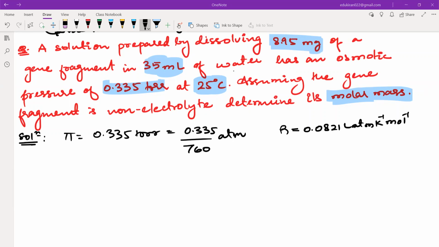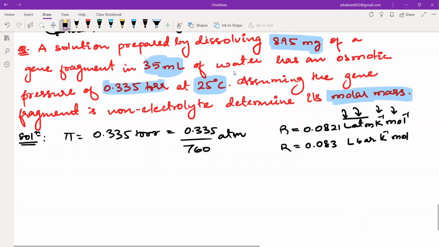In this chapter, you will have either liter atm per Kelvin per mole. If you have the volume in liters, the osmotic pressure in atm, the temperature will always be in Kelvin and the number of moles will always be in mole. So if you have liter atm, then it will be 0.0821. But if it is liter bar per Kelvin per mole, then this will be 0.0831. You can write 0.083, and for this also you can remember 0.082.